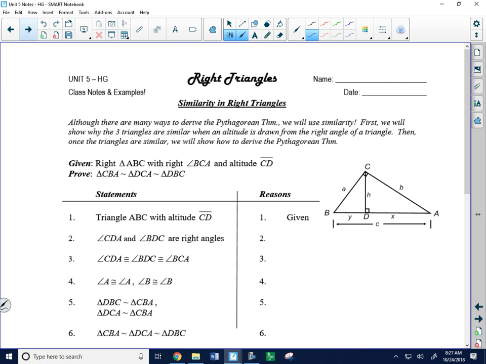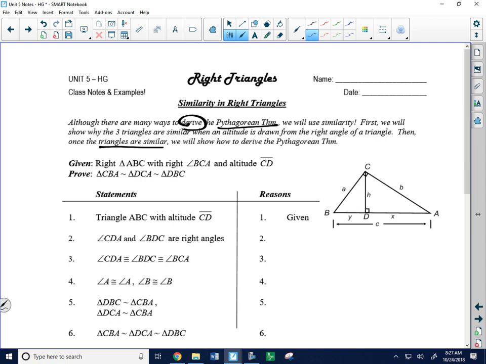Okay, let's do it. I've got to do two proofs to start, and then we're just going to talk a little bit about extending the Pythagorean theorem. So that's it today. Similarity, and what happens with similar triangles when they're right triangles. This is a standard they say I need to teach you: show using similar triangles how to get the Pythagorean theorem. Derive means how to come up with the formula.